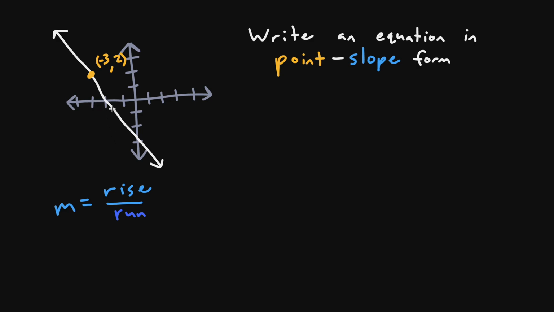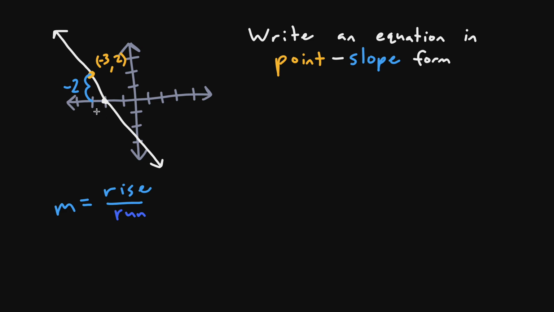I would pick one that's easy to find. So like this, it really clearly hits right here. Now you could use like a point down here or something, but I think this is the easiest one. So looking from this point to this point, the rise is the up and down change. In this case, we're going down by 1, 2 hops. So our rise, because we're going down, is negative 2.